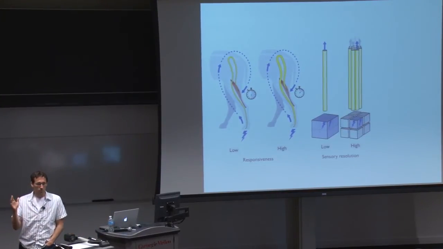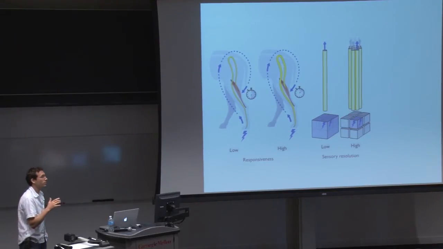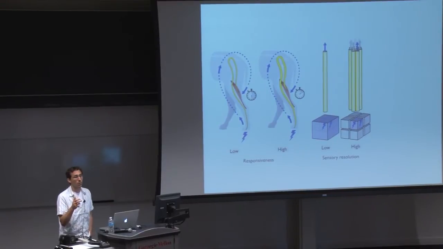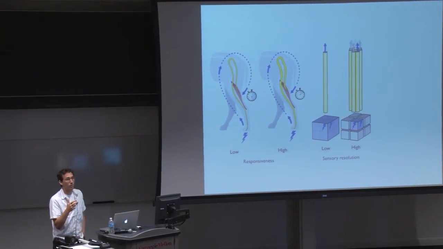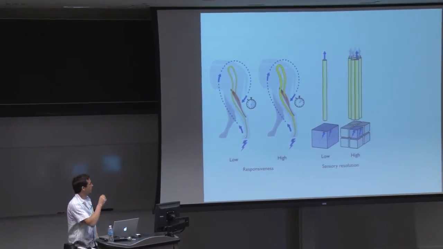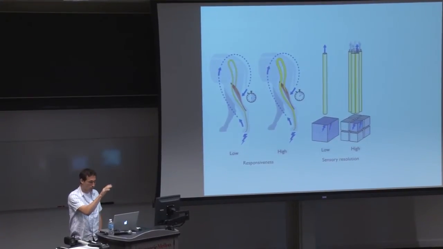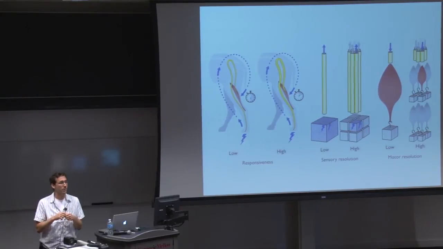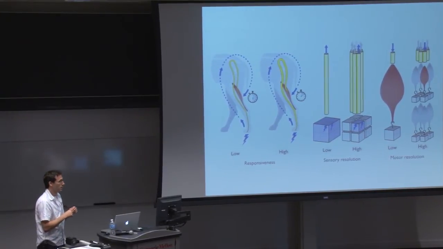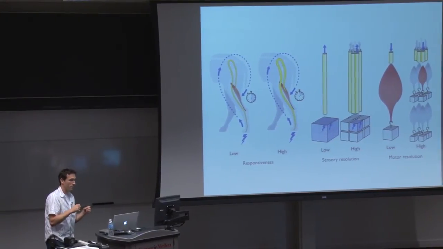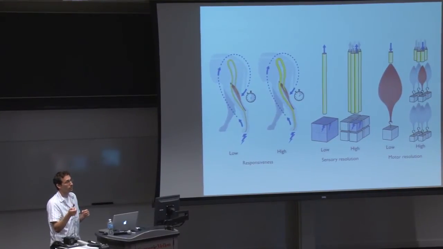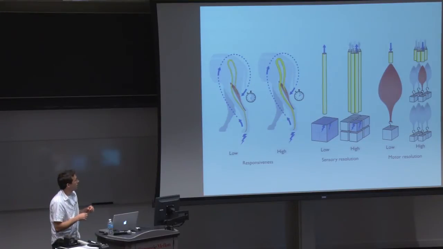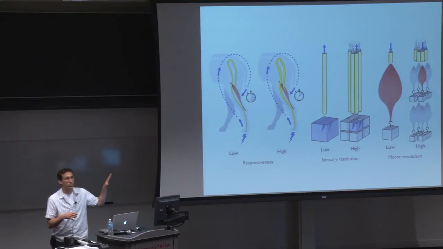But animals might also care about resolution. That is, they might want to have more precise sensing of their environment or of their own body, in which case they would need more nerve fibers to do so. So to have higher sensory resolution, you need more nerve fibers, and that's also true on the motor side. If you want to generate more finely graded forces, you would need a smaller number of muscle fibers per nerve fiber, which would mean you need more nerve fibers for the same number of muscle fibers. And this trade-off exists between these two things.